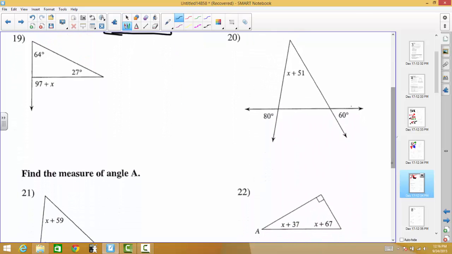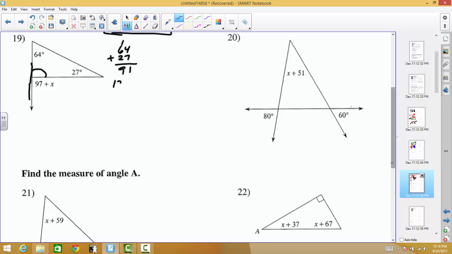Number 19. Now, first of all, we're going to figure out what this angle is numerically, and then we know that together these are a linear pair, so together they're 180. So we would need to add 64 and 27 first. 7 and 4 is 11, so we have 91.